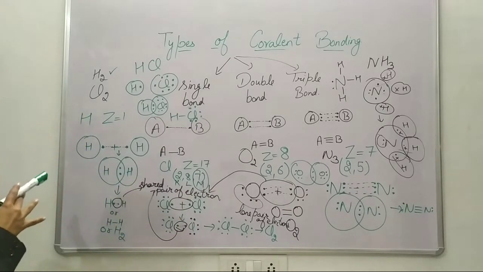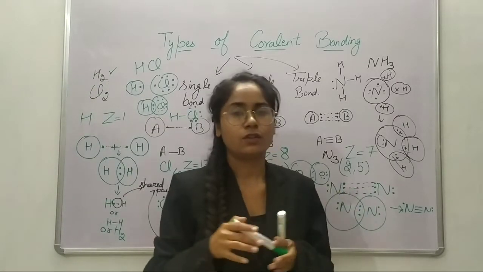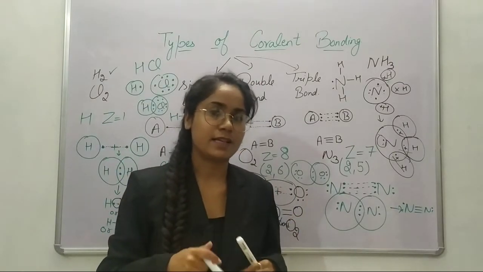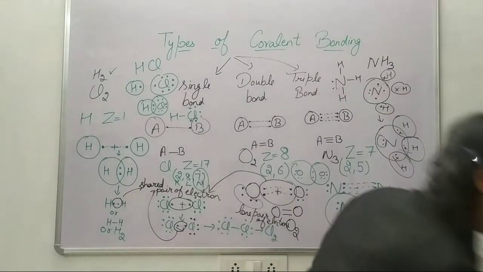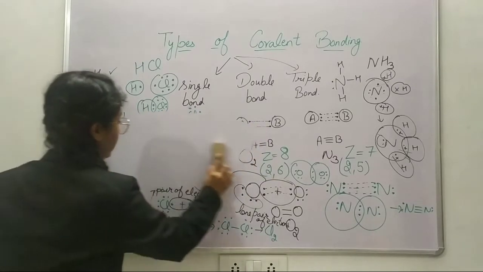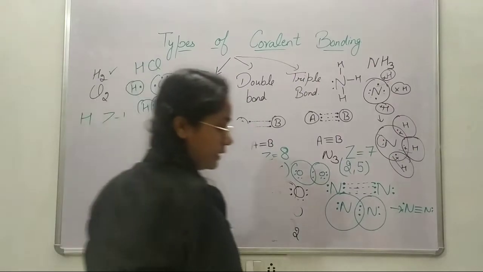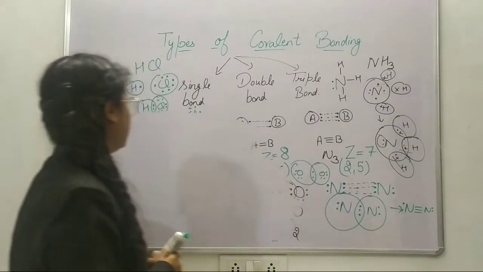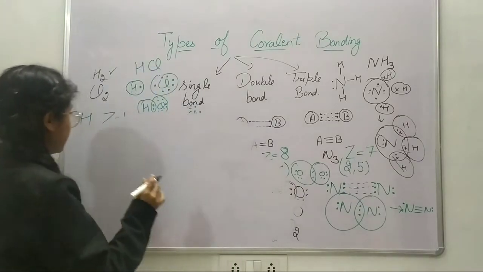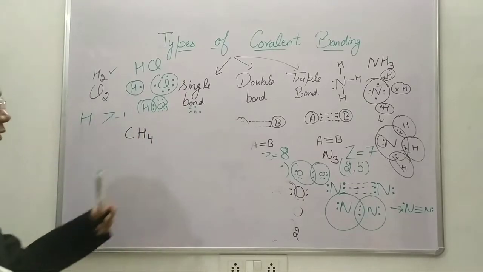Now the examples we have discussed until now, all of them are non-carbon compounds or non-carbon molecules. Let us take one example of a carbon molecule, or you can say carbon bonding, carbon compounds, whatever you wanna say. So I am taking the example of carbon one. For that, let us take the simplest one. It is CH4.